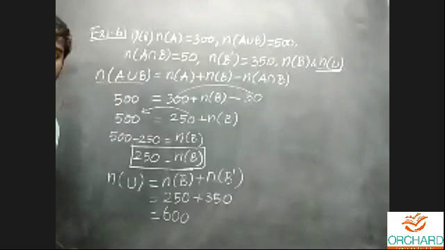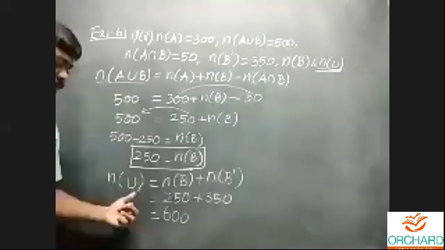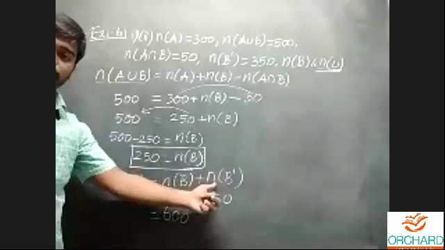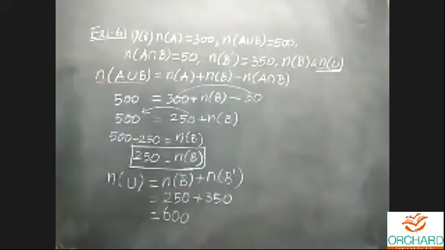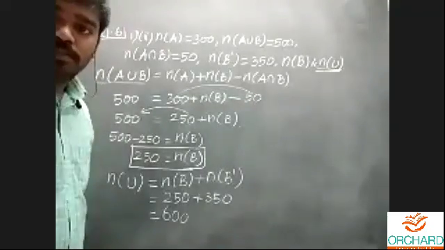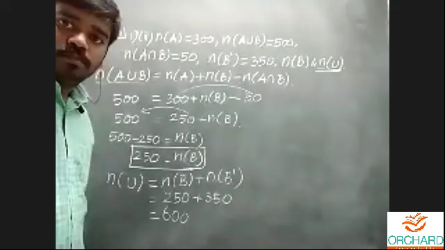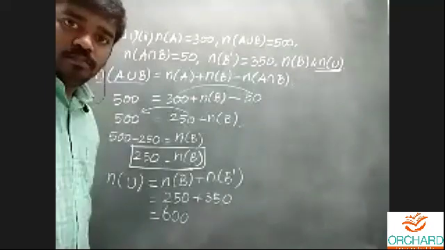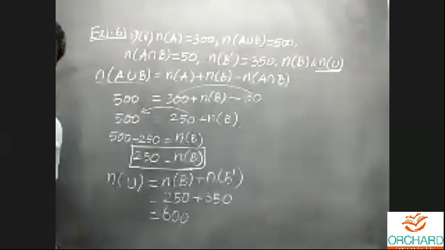So complete this problem, that n of U is equal to n of B plus n of B dash: 250 plus 350, which is equal to 600. Okay, once you have finished the second subdivision, we'll move on to the second problem.